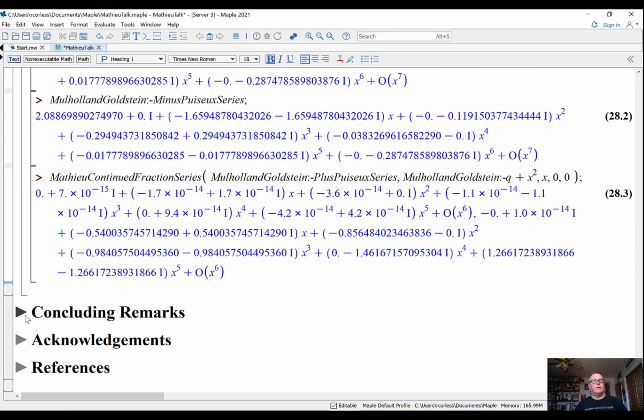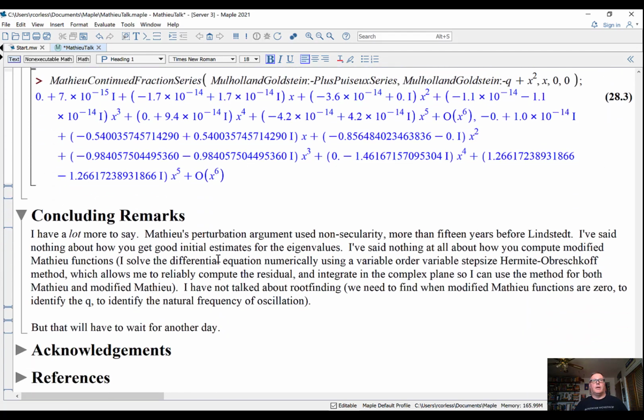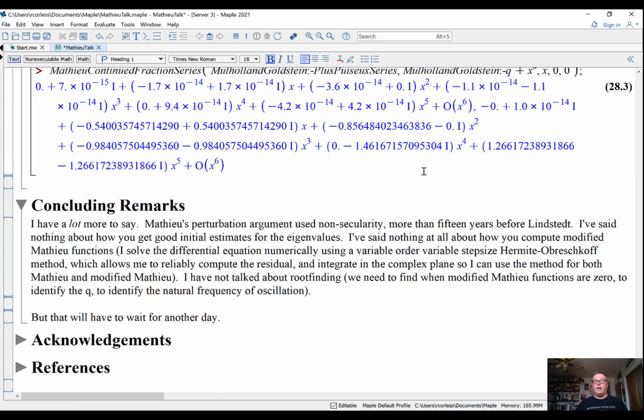All right, concluding remarks. I could go on for a lot more time. One of the really cool things about Mathieu's original paper was that he used anti-secularity to enforce periodicity, and that's more than 15 years before Lindstedt. And the Lindstedt-Poincaré method is justly famous for solving differential equations by enforcing anti-secularity.